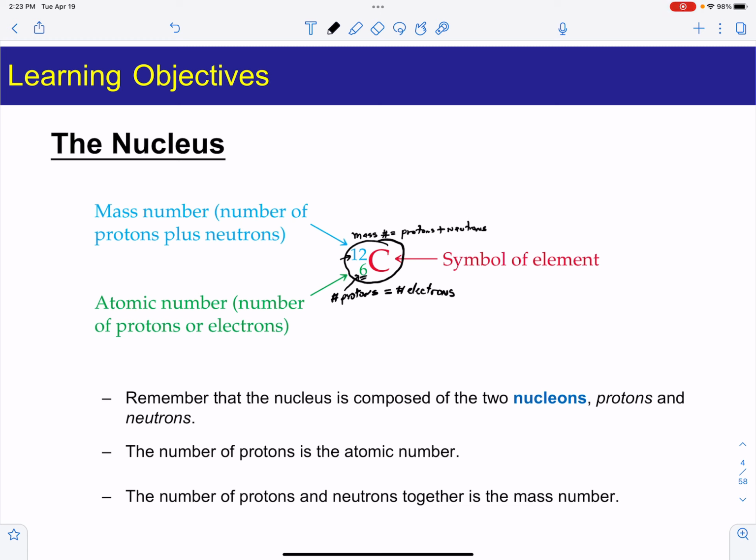So, new term, a nucleon. A nucleon is just a particle that is inside the nucleus. Which particles are those? Protons and neutrons. So the protons and neutrons are known as nucleons. By the way, when we talk about the nucleus of the atom, that would be one nucleus. This would be the plural for nucleus. That would be more than one nucleus.